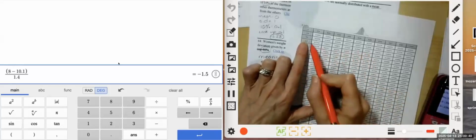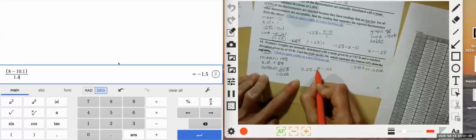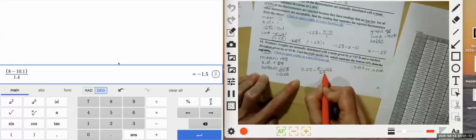Oh, sorry, which is 0.5987, which is 0.25. So bottom 60% equals 0.25. So 0.25 equals our data item, which we're trying to find, minus 143 divided by 29.